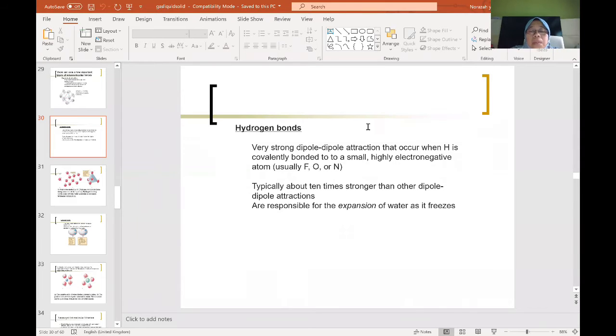The second important intermolecular force is hydrogen bond. It is almost similar to dipole-dipole attraction. It happens when you have a polar molecule, but for hydrogen bond, it is specifically when hydrogen is covalently bonded to a small, highly electronegative atom, usually FON. So it's easier to remember: if you have hydrogen bonded to F, O, or N, then you have hydrogen bond.